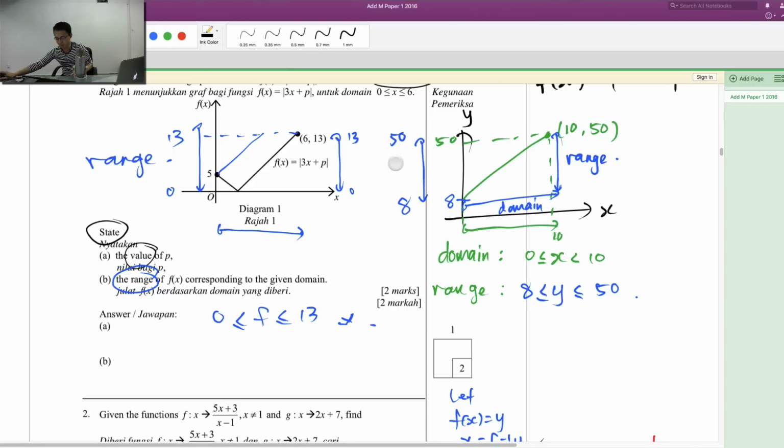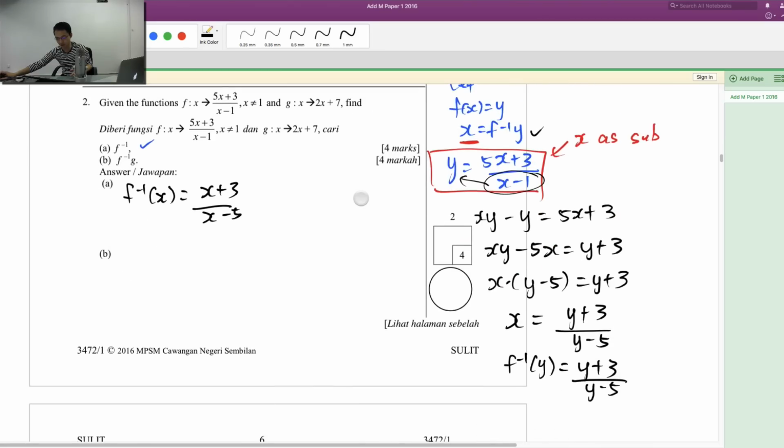Yes, good. This is how we do range and domain. And for 2A, should be okay, right? Any one of you have problem in 2A? No, right? Okay, if you don't have, then we will move on to 2B.